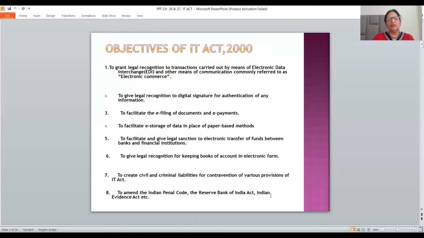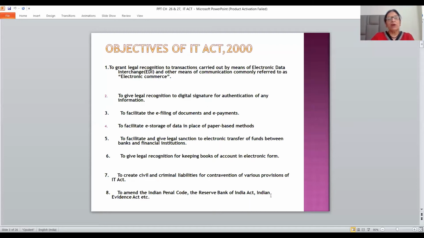Moving ahead, friends, the first question, a very important question from the IT Act, from the very first chapter, is objectives of the IT Act 2000. There are various objectives of IT Act 2000. 8 points are before you. It doesn't mean you write only these 8 points, because the question is of 12 to 14 marks. If you write just these 8 points, you are not going to get marks. Just 2-3 marks you will get, and the paper evaluator is not going to give you good marks.